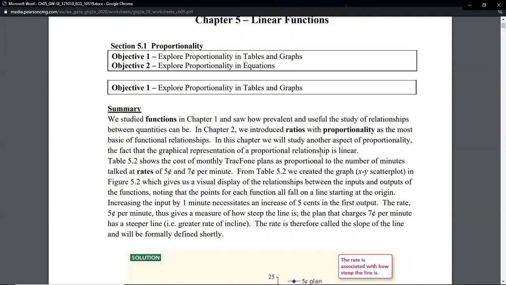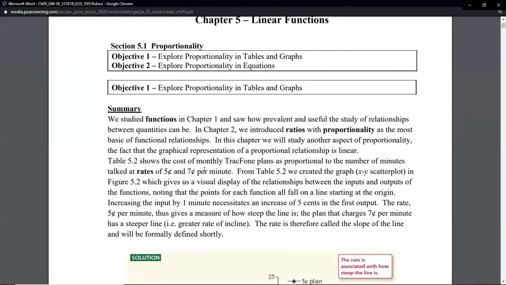So they're proportional, which means if you double the number of minutes you talk, then the cost you're going to pay is going to double as well. So what we're saying here is one plan, if you talk 1 minute, it costs you 5 cents. If you talk 2 minutes, it costs you 10 cents. If you talk 3 minutes, it costs you 15 cents, 4 minutes, 20 cents, etc.